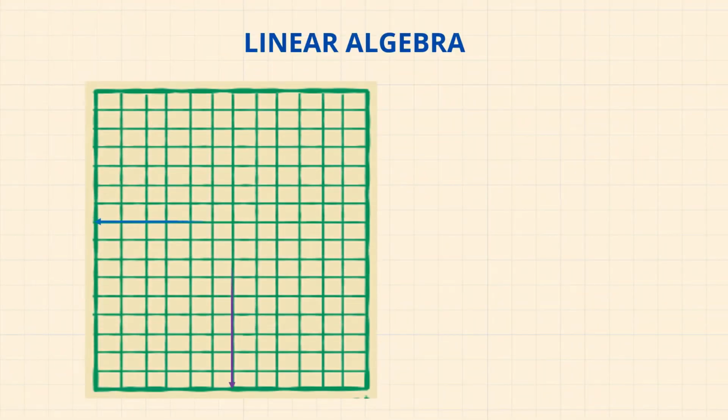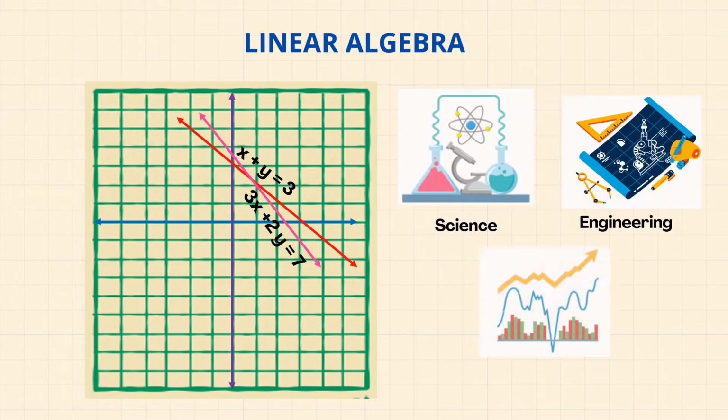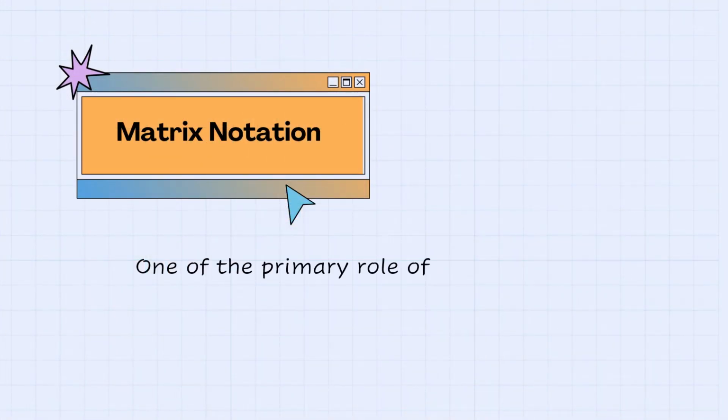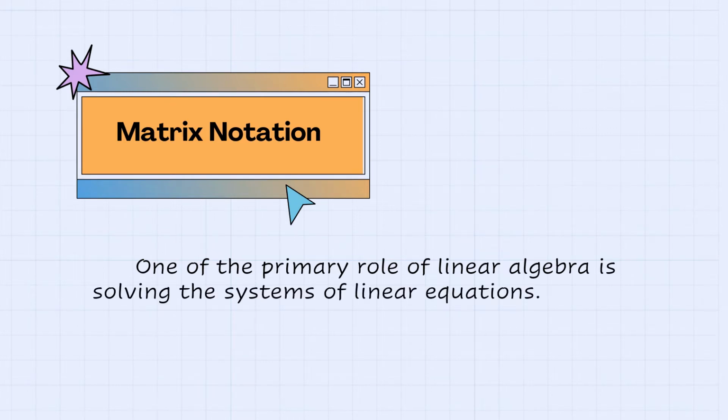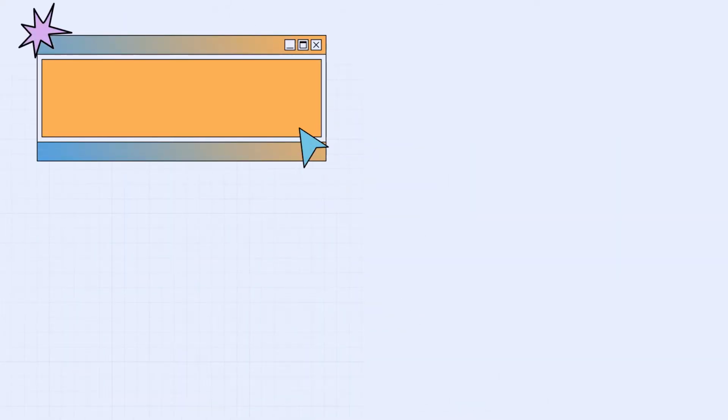Linear algebra is all about linear equations. Linear equations have a lot of real-world applications, since so many things have linear relationships, whether in science, engineering, or even in economics. One of the primary roles of linear algebra is solving systems of linear equations. In order to do this, we can use the matrix notation. One way to solve linear equations is by using matrices.